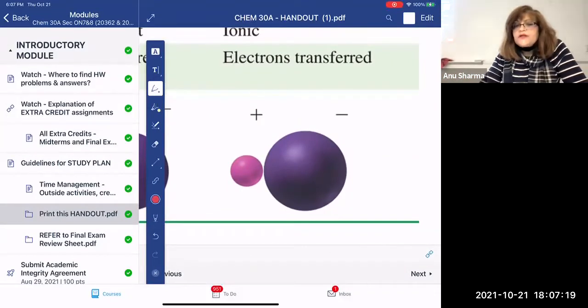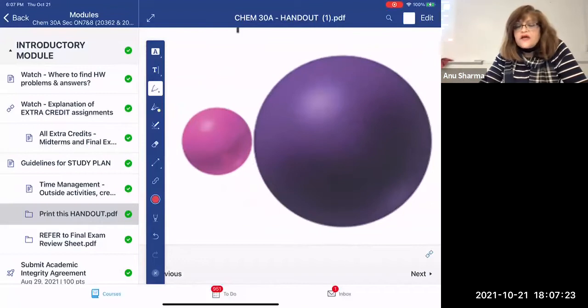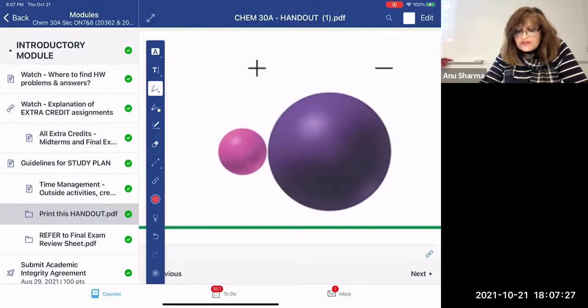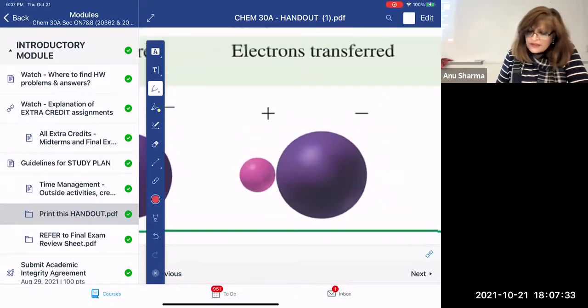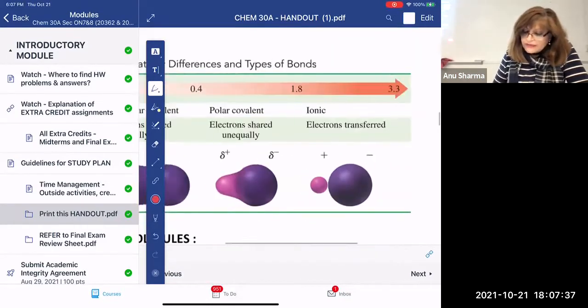Now, ionic bonds are formed if there is a complete separation of charge. So complete separation of charge forms two separate entities. One is a negatively charged species, the anion, and the other is the positively charged cation. A cation always has a smaller size than the anion. That's one thing. So in that case, the electrons are transferred. That's an ionic bond.